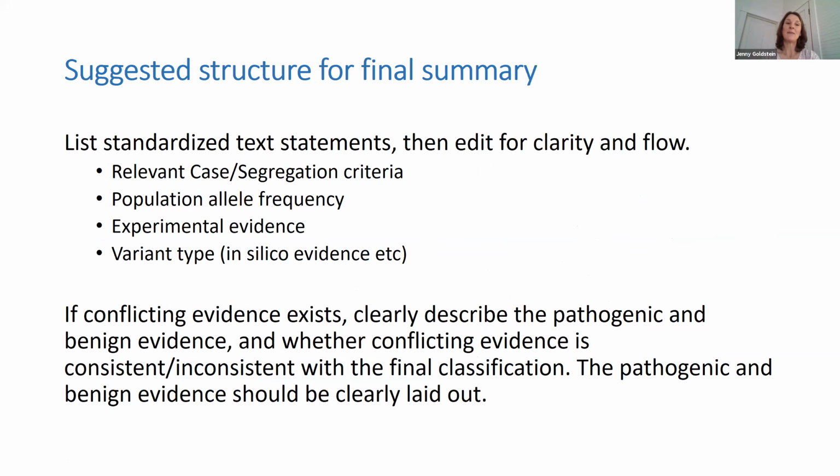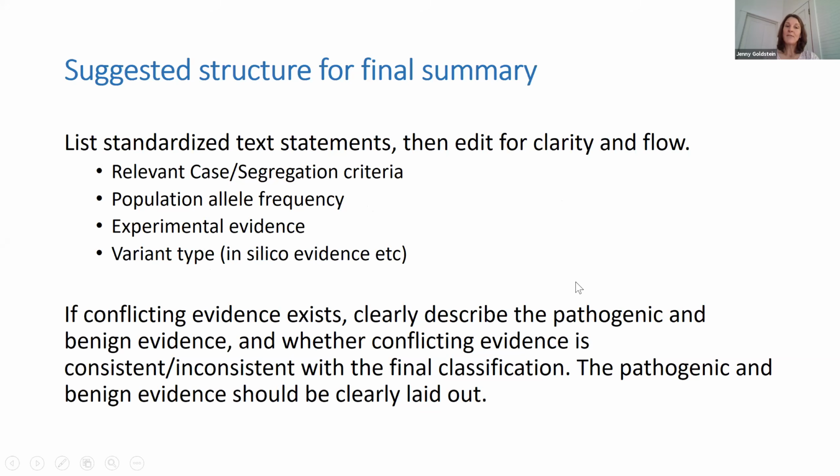And then after that, you can simply list your standardized text statements by copying and pasting from the individual boxes within the VCI. We suggest beginning with any relevant case or segregation criteria, the population allele frequency, any experimental evidence, and any variant type evidence such as in silico evidence and so on. There's more information on this available in the actual document itself. And then, of course, read through it for clarity and flow as well.